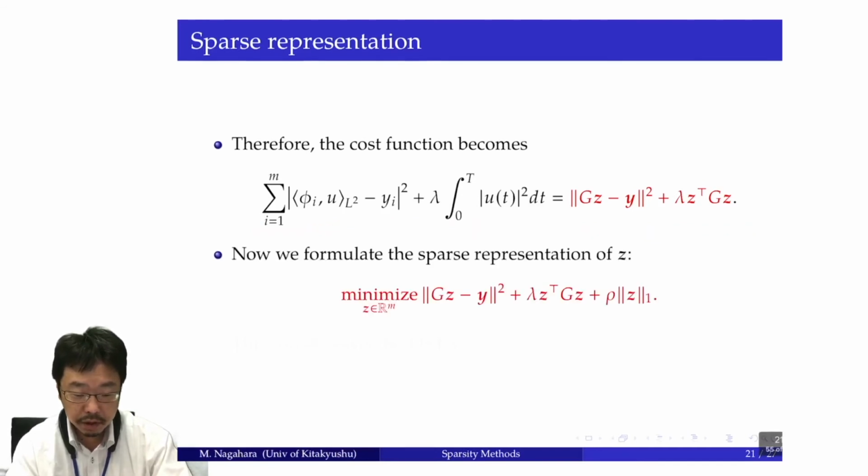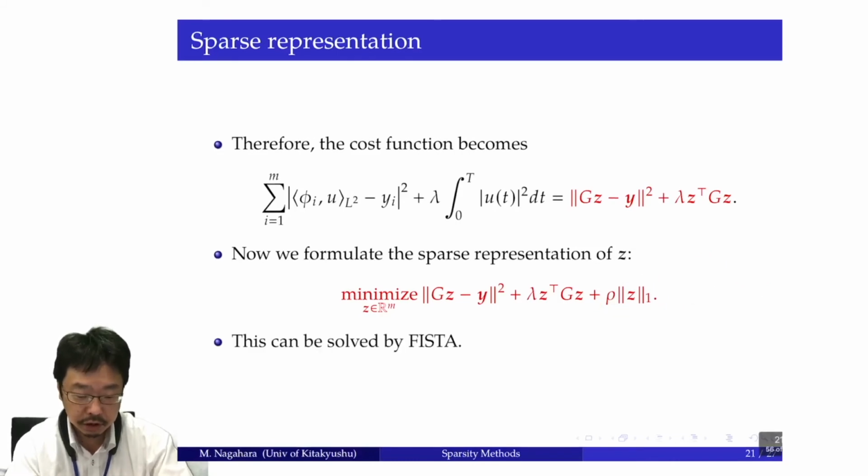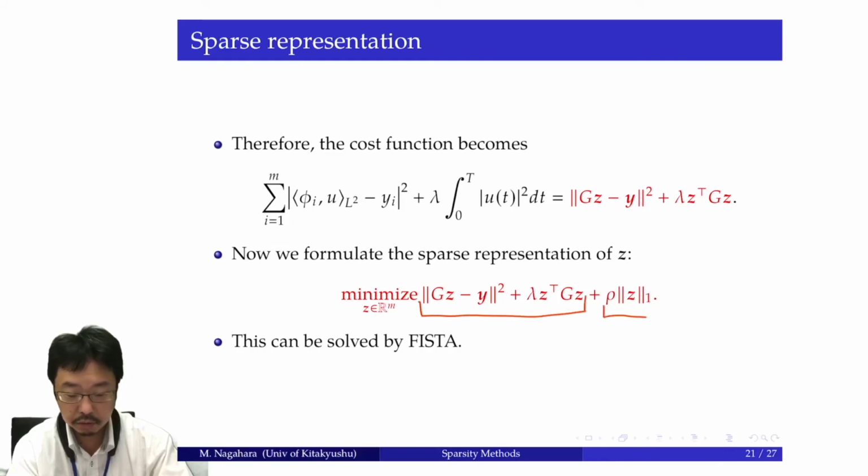Now we formulate the sparse representation of z by adding the L1 term here with a positive parameter rho. This cost function is a sum of a quadratic function and L1 norm. And this can be solved by FISTA algorithm as we studied before.